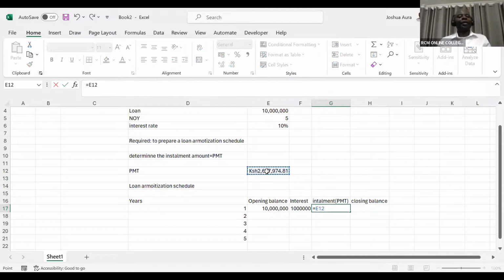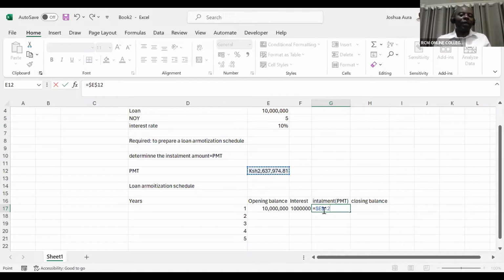I'll pick it. But what do you know about this installment? This installment is going to be constant throughout. We shall not be changing this installment. So if the installment shall not be changing, can somebody tell me which function I should press to tell Excel that this number has to be held down throughout? F4.